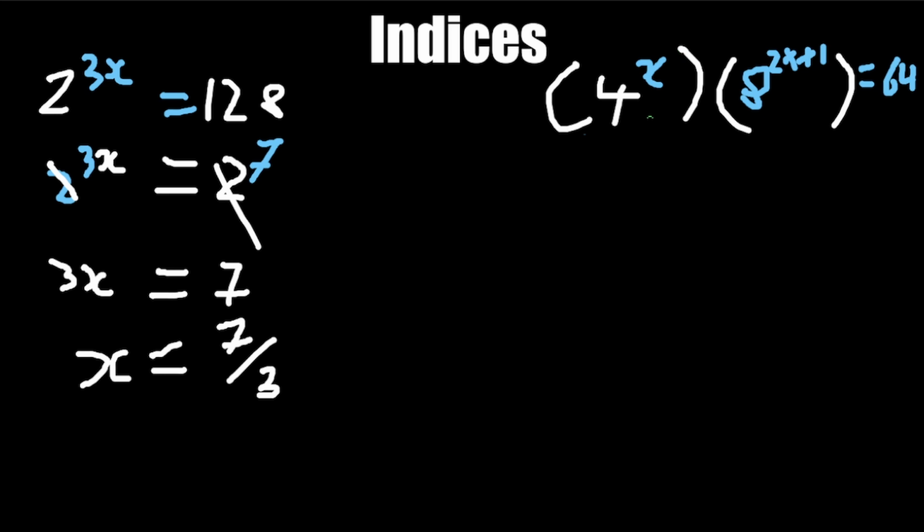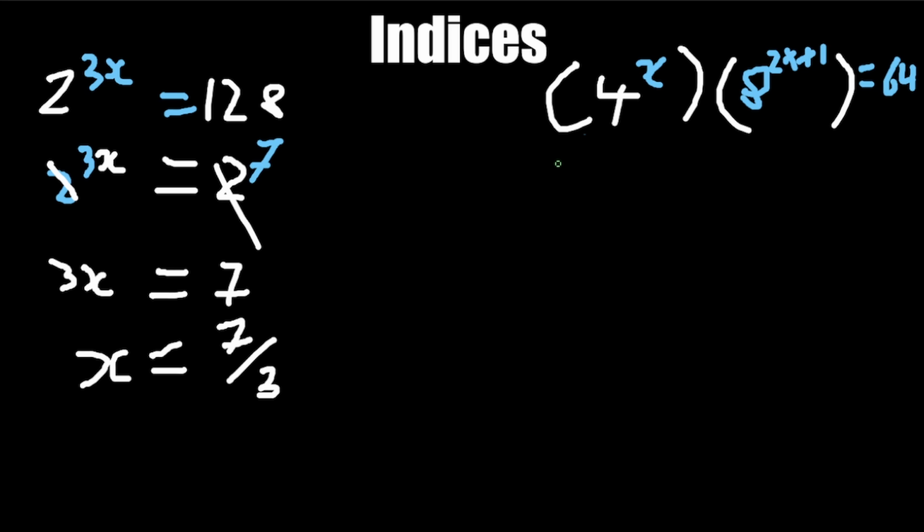So let's take a look at this. We have 4, 8, and 64. Those seem very familiar, right? These are all powers of 2. 4 is just 2 to the 2nd power. 8 is just 2 to the 3rd power. And 64 is just 2 to the 6th power. Whoa. Okay, so now we can make some progress, right?